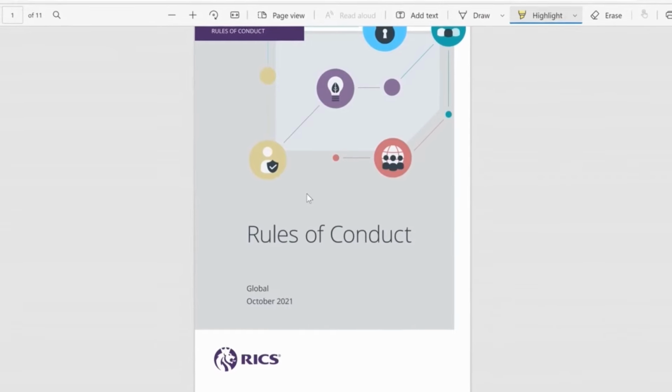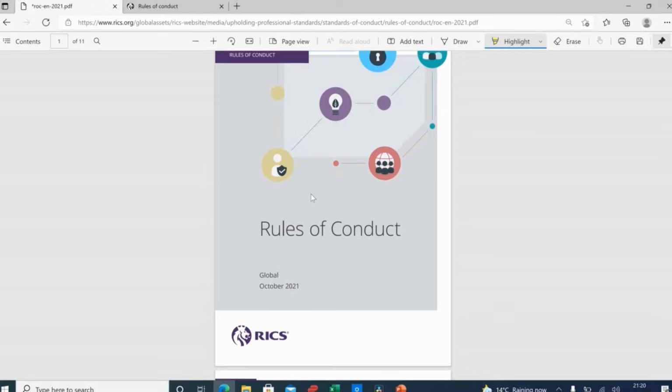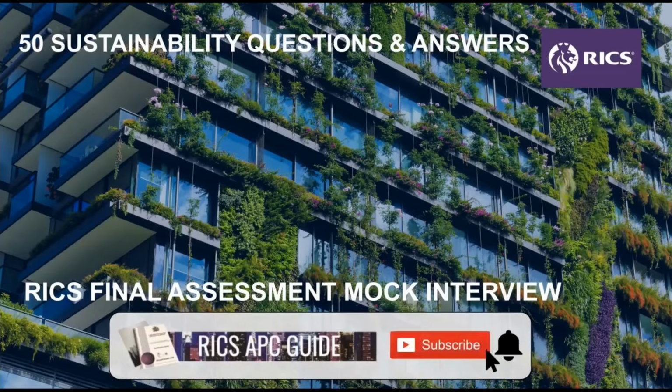So clearly sustainability is high on the agenda for the RICS, so candidates need to pay close attention to this competency. So without further ado, let's go straight into the Q&A practice.